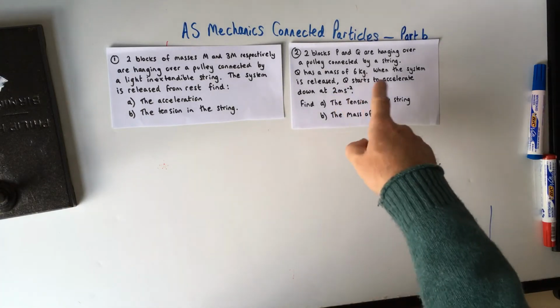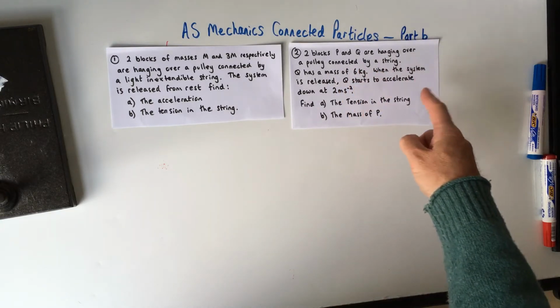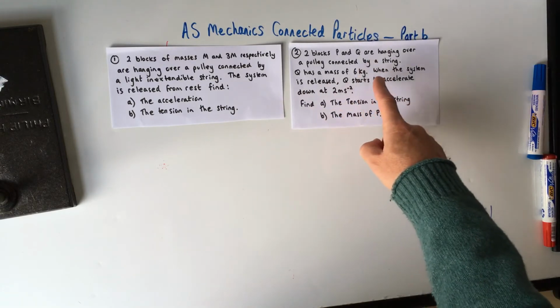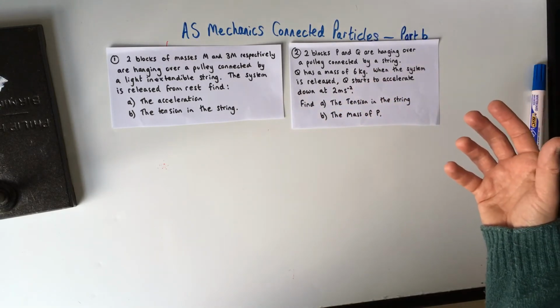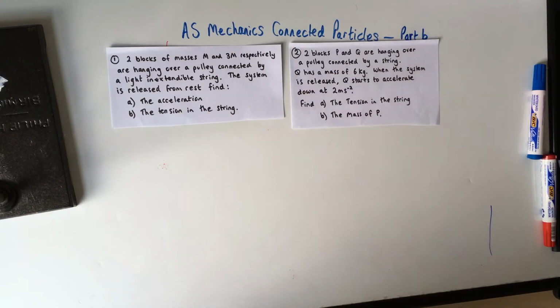Okay, and I've changed this one, just a different emphasis on it. Same maths, 2 blocks P and Q, hanging over a pulley, connected by a string. Q is 6 kilograms. Now I've given the acceleration, but I've not told you what P is, so you've actually got to rearrange the equations and find out the mass of P. Okay, so have a go at those questions, put it on pause, have a go at them, and I'm going to go through those in a minute. Okay, so pausing now and you're having a go at those.